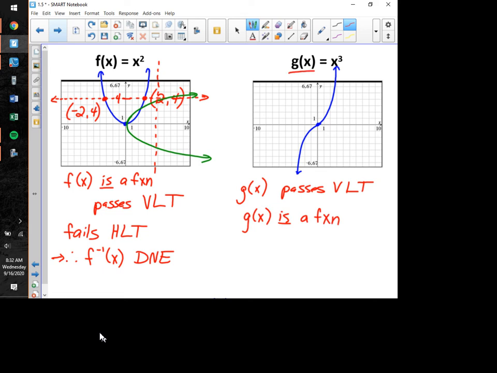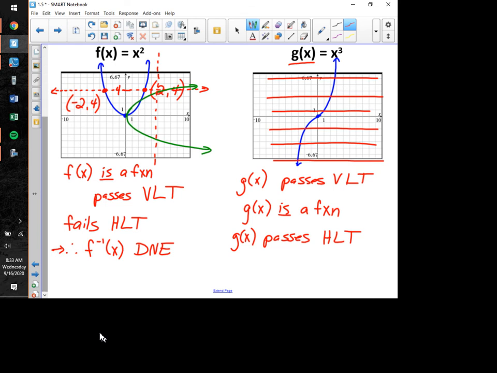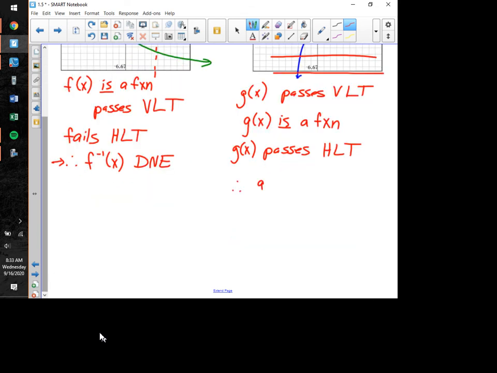But now, if we check this for being one-to-one and we draw a series of horizontal lines over this graph, what we can see here is that no horizontal line that we can draw would pass through that graph more than once. So we would now say that g of x also passes the horizontal line test. And therefore we can make two conclusions. Therefore, g of x is a one-to-one function. And the other conclusion going along with that is that g inverse of x exists.